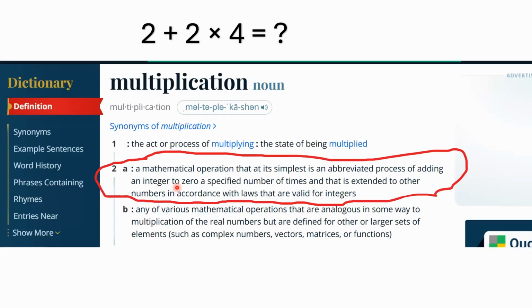And if you don't believe it, get the dust off of your Webster's dictionary. I'm looking at the online version, but trust me, your one from 50 years ago still will have a very similar definition. It's not new math, it's not Common Core, blah, blah, blah, all the excuses. Multiplication is a mathematical operation that at its simplest is an abbreviated process of adding an integer to zero a specified number of times, and that is extended to other numbers in accordance with laws that are valid for integers. So pretty simple. The simple explanation is that it is just repeated addition.